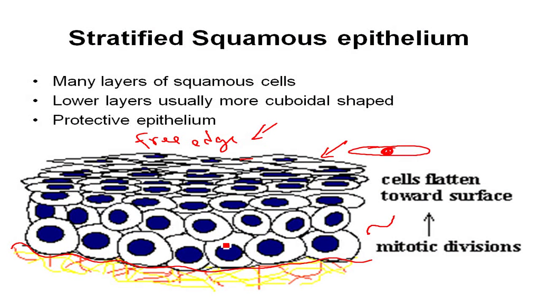Now, if you notice, the cells are larger here at the bottom. They're rounder. As they grow and produce more cells, they're going to flatten out as they get toward the surface. Now, a typical place that you'll see this will be on skin. So you're going to be seeing a lot of these as we look at skin in the future.